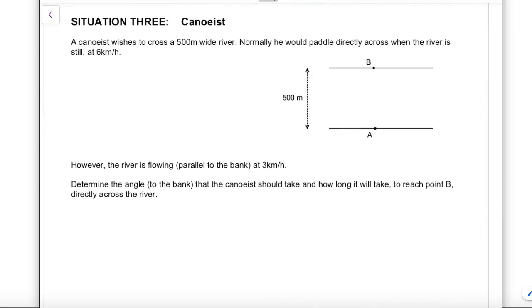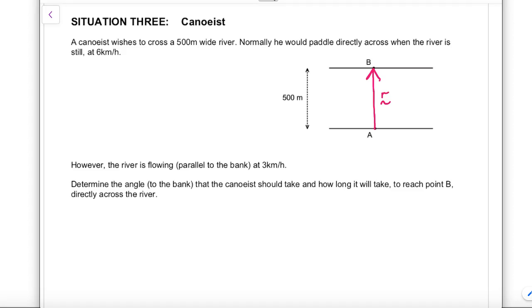In our last example, we have the canoeist. This canoeist is trying to cross a 500-metre wide river. And normally he would paddle directly across from point A to point B at 6 kilometres per hour. So that's the result that he wants. He wants to get from point A directly across to point B. We can call that our resultant vector.